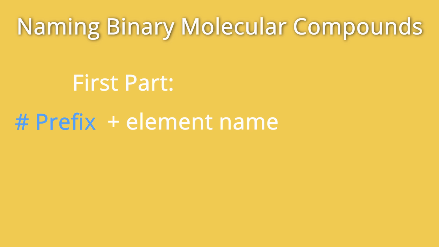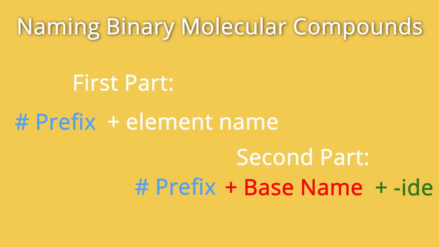So you just see how much there is of an element, and then you add the number prefix to it, and that's the first part. The second part is you take the second element, you also add its prefix depending on how much there is, and then you change the end to "ide." Kind of like how before we had to change the last syllable to "ic," but in this case it's just "ide."